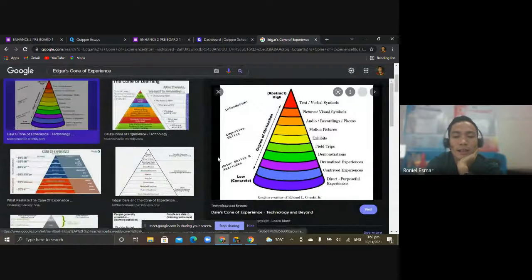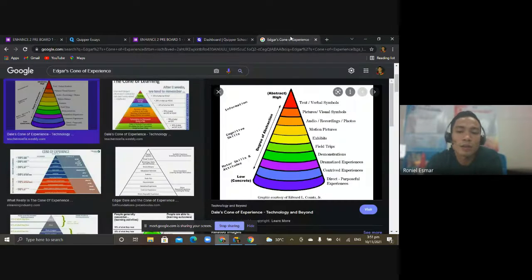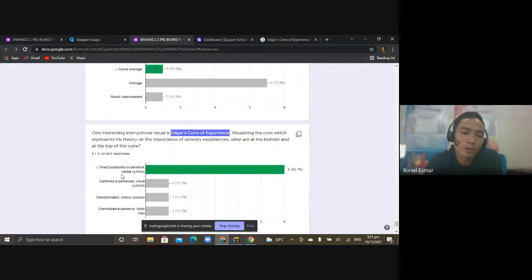So, the bottom of the cone, called the cone of learning experiences, is the direct or purposeful experiences. The top would be the abstract, the verbal symbols. So it's not the contrived experiences at the bottom. So, obviously, option number 2 is incorrect. Not demonstration. Demonstration belongs to the fourth level of the cone. So, therefore, it is not that.